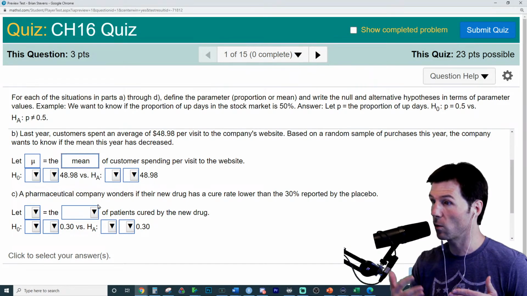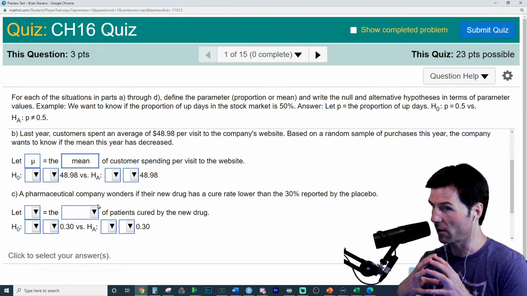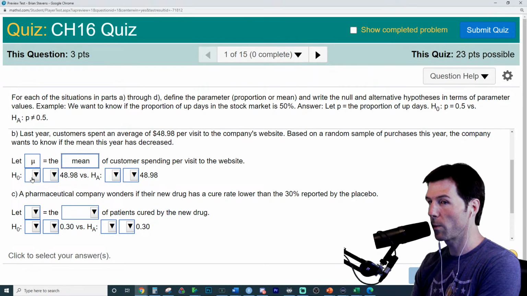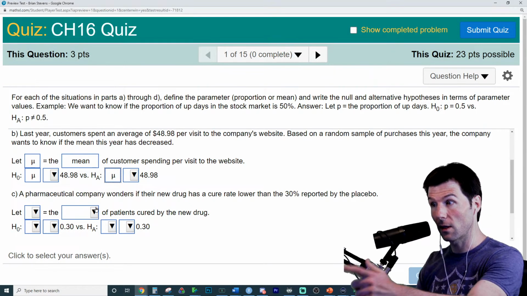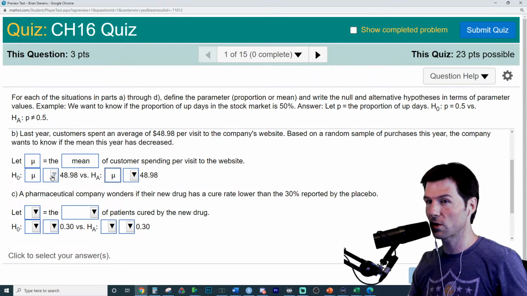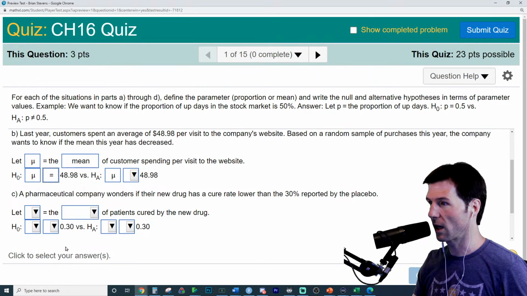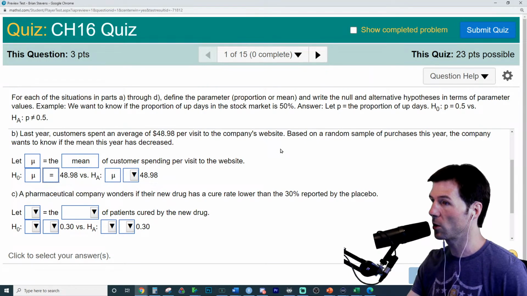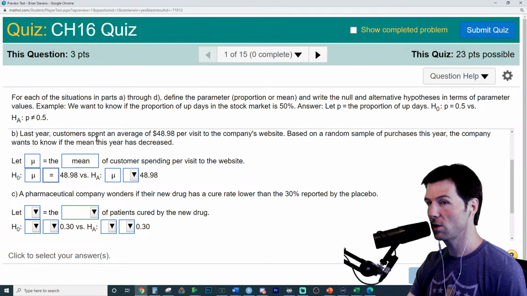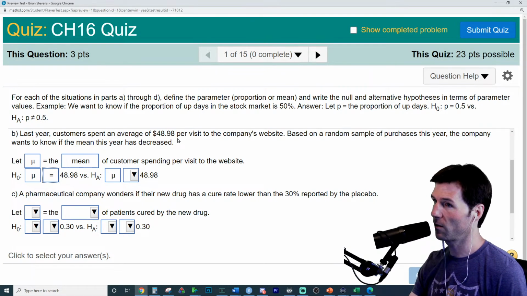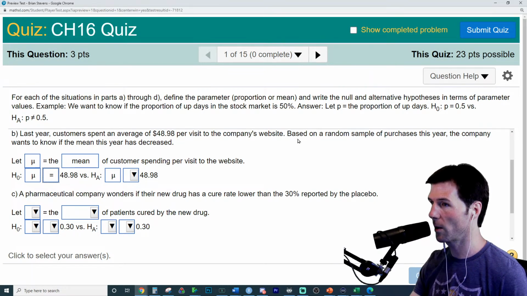You have to have like 10, 20, 25 to average things together. So now we go down here and we put the same symbol for the null and for the alternative. And then the null always has, we said it earlier, the equal sign. The null has the equal sign, and then we have to look at the alternative right here to see which way it goes. Last year, customers spent about $50 per visit to the company's website.